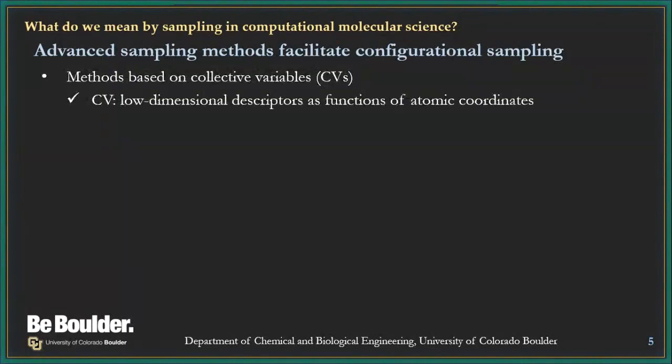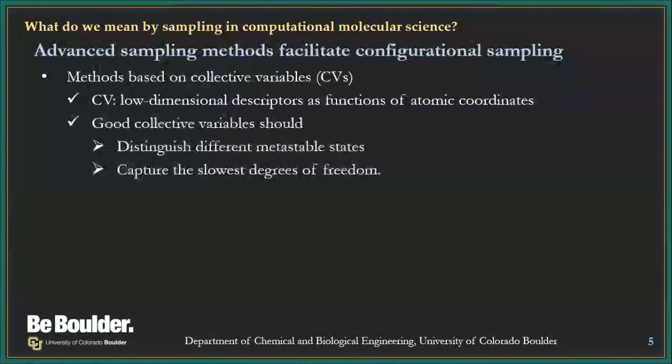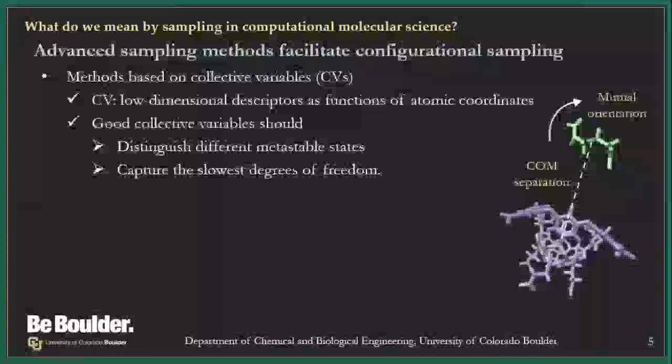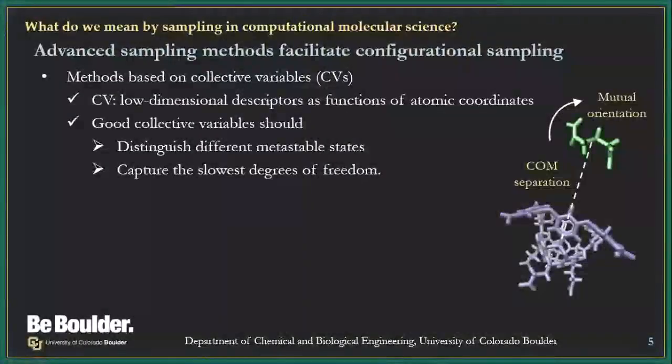Generally, a good collective variable should be able to distinguish different metastable states of interest and capture all the slowest degrees of freedom of the system. For example, for a host-guest binding complex, the collective variable we could use to distinguish the bound state and the unbound state would probably be the distance between the centers of mass of the host molecule and the guest molecule. Sometimes the orientation of the guest molecule or the host molecule might matter as well. So the most well-known methods of this type of advanced sampling methods are metadynamics and their variants.